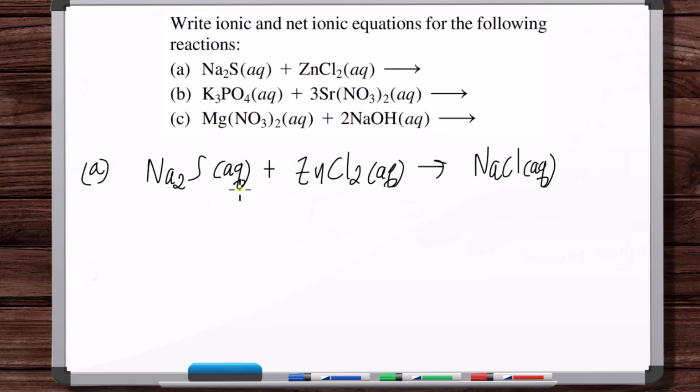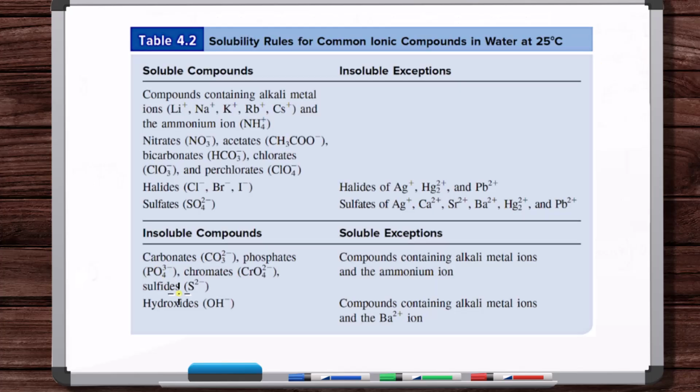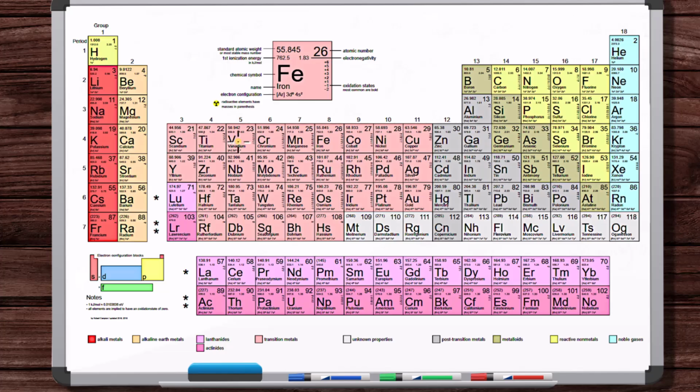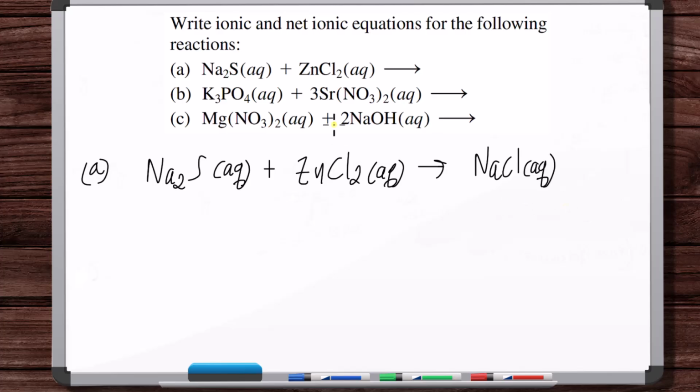Then zinc sulfide. So sulfides are insoluble with the exception of compounds containing alkali metal cations and the ammonium ion. Well, zinc isn't an alkali metal. Zinc's a transition metal or a post-transition metal. So you have Zn2 plus and S2 minus. So that's zinc, just one zinc, one sulfur, solid.